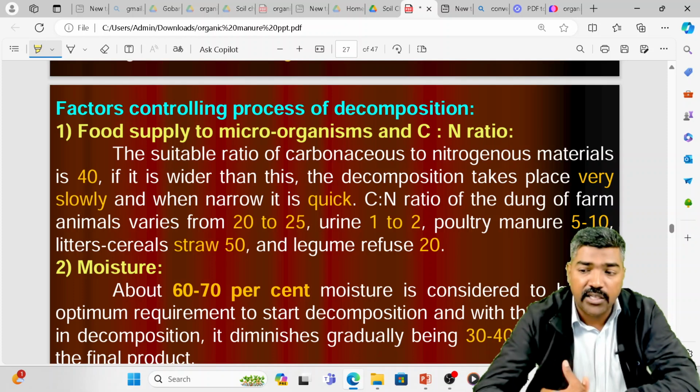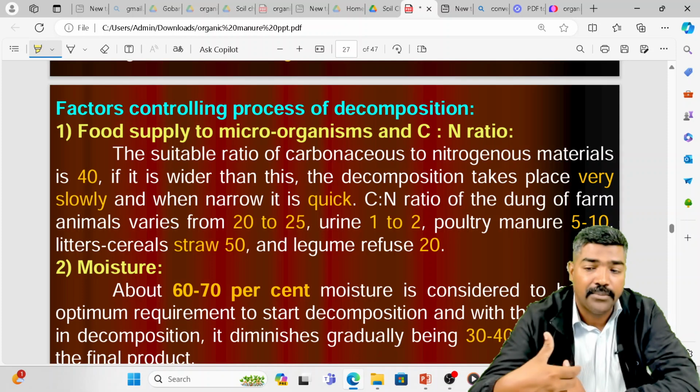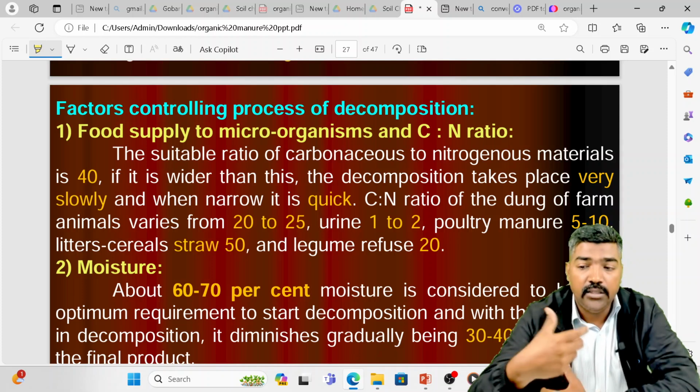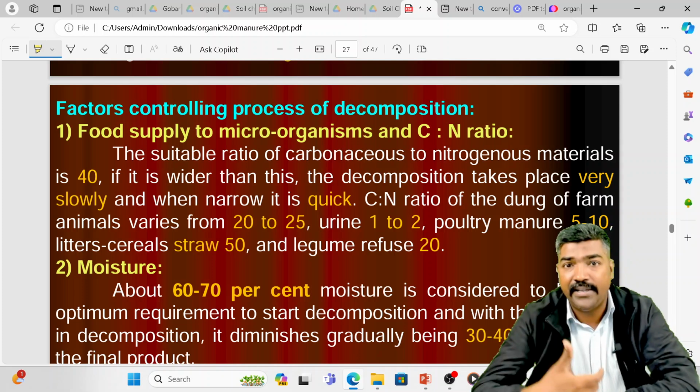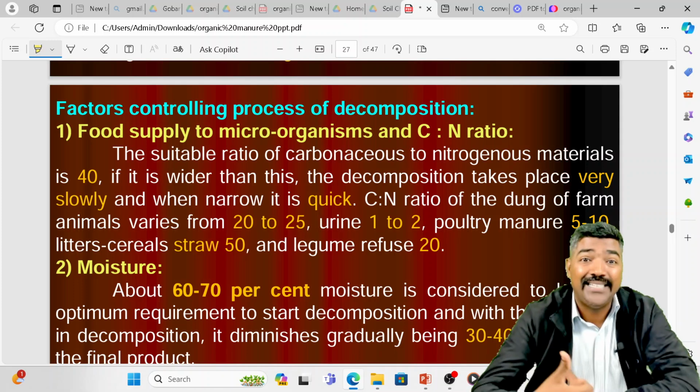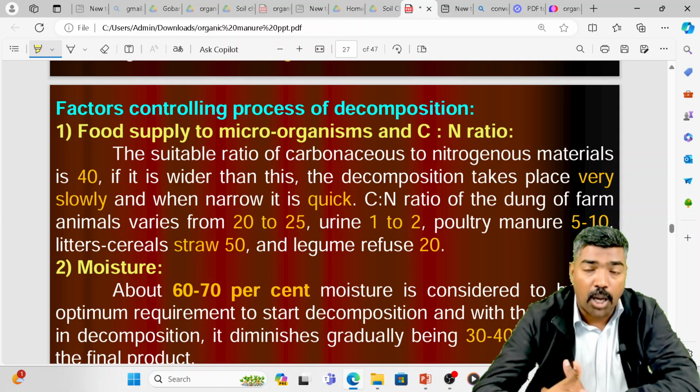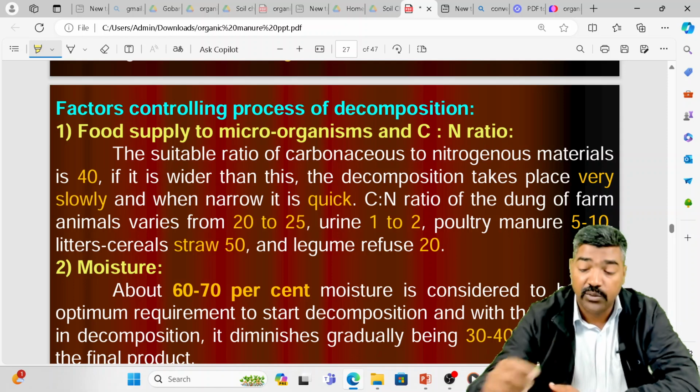The carbon nitrogen ratio of the dung of farm animals varies from 20 to 25, urine 1 to 2, and the poultry manure is 5 to 10, cereal straw 50, and the legume refuse 20.